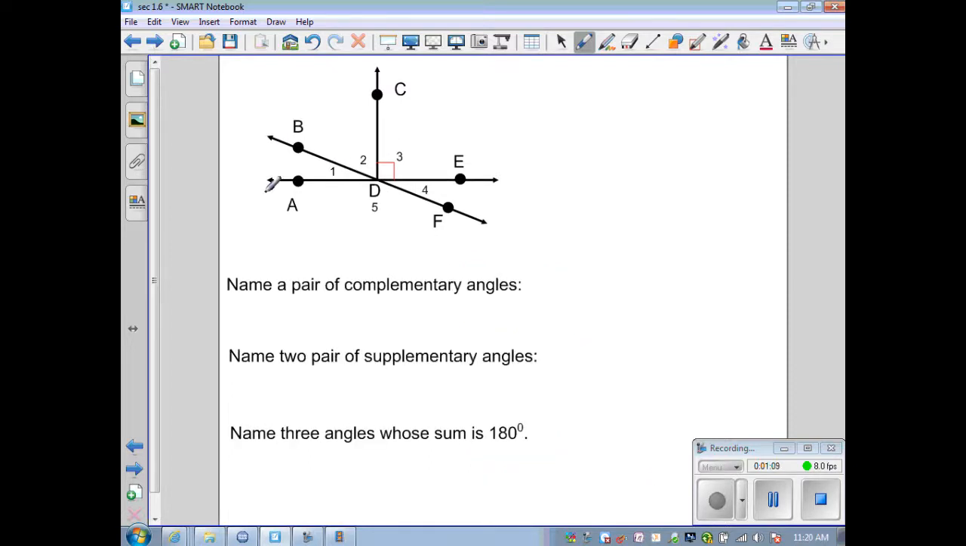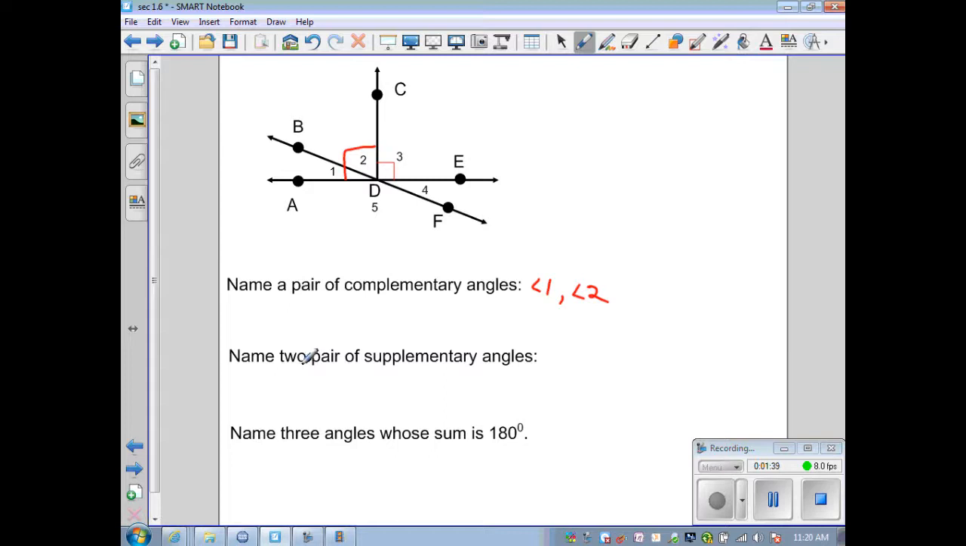Let's continue with this diagram. Name a pair of complementary angles. Since this angle is a right angle, I know that this angle is a right angle. If that is true, the sum of these two angles is 90 degrees. Therefore, angle 1 and angle 2 are complementary.